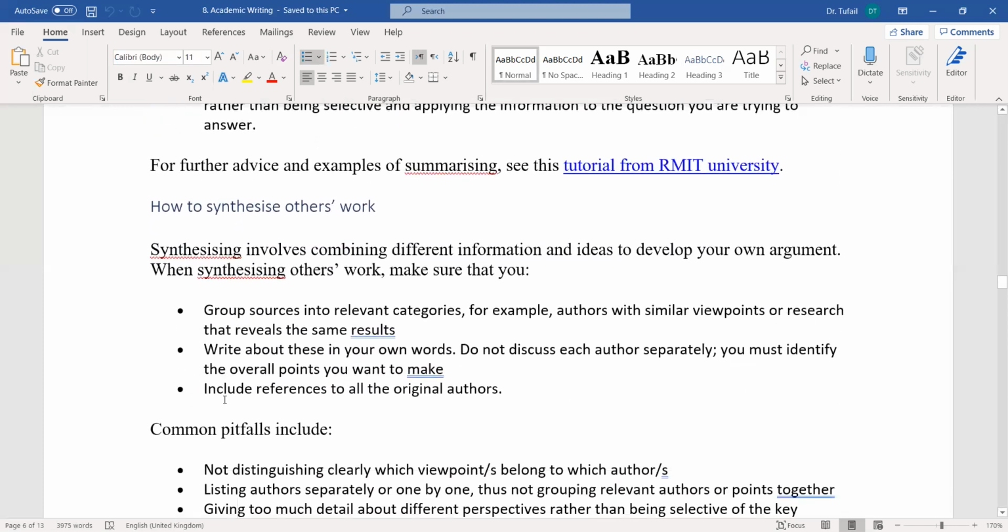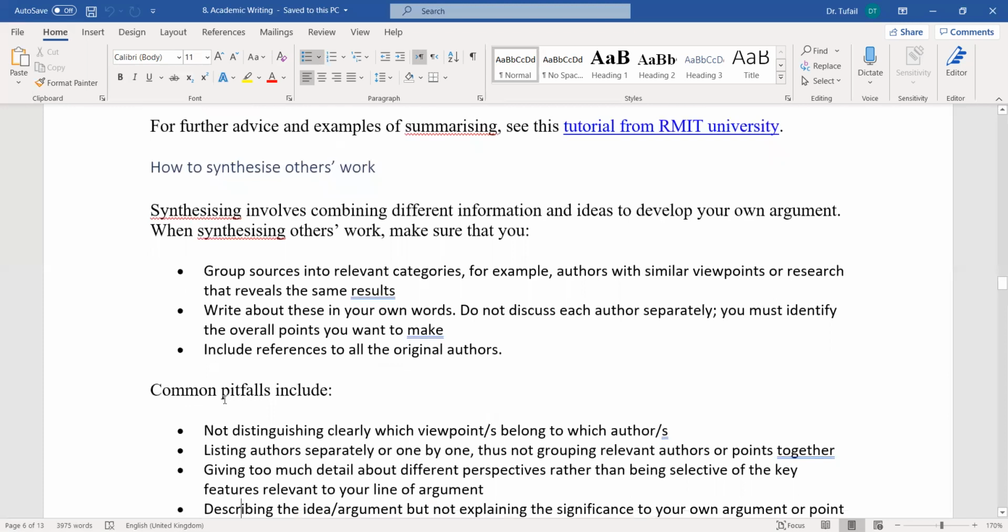And how to synthesize others' work? Group sources into relevant categories, for example, authors with similar viewpoints or research that reveals the same results. Nowadays we are moving forward to this level where we are trying to synthesize the subjects and writers. For example, seven writers are writing about Badin's social conditions. So we put the work of these seven writers together, and then we find what type of common themes they address, what kind of issues they address, and what kind of aspects of Badin they have focused on.